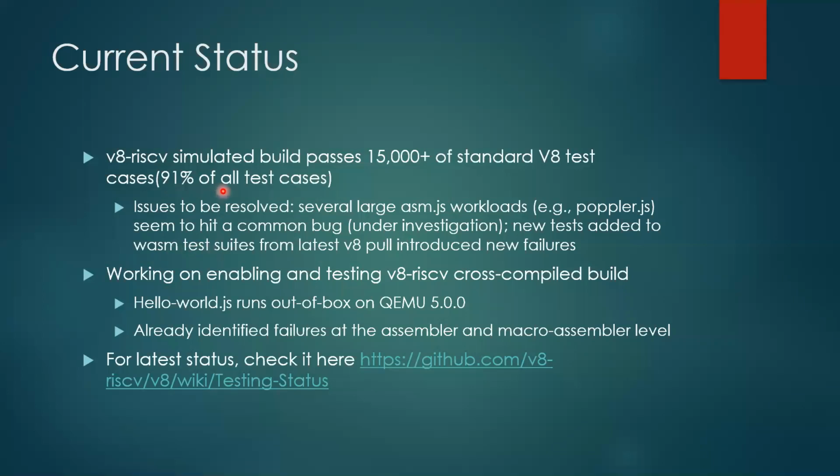So that's for the simulated builds. We're pretty confident that we have covered most of the problems in the simulated build. Performance is not good. We didn't look at that yet, but functionality is good. Now we're working on enabling and testing V8 RISC-V in what we call the cross-compiled build, which is basically building V8 as a RISC-V binary and targeting a RISC-V binary.